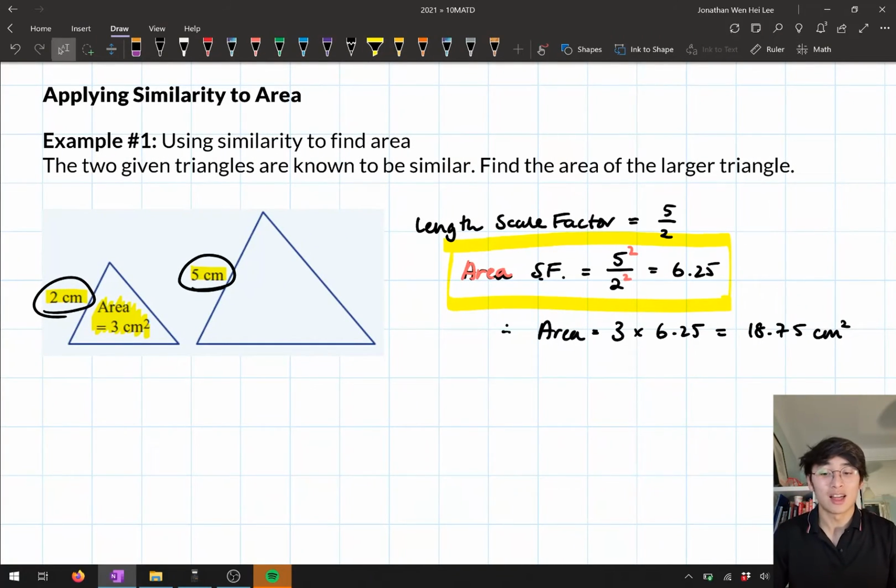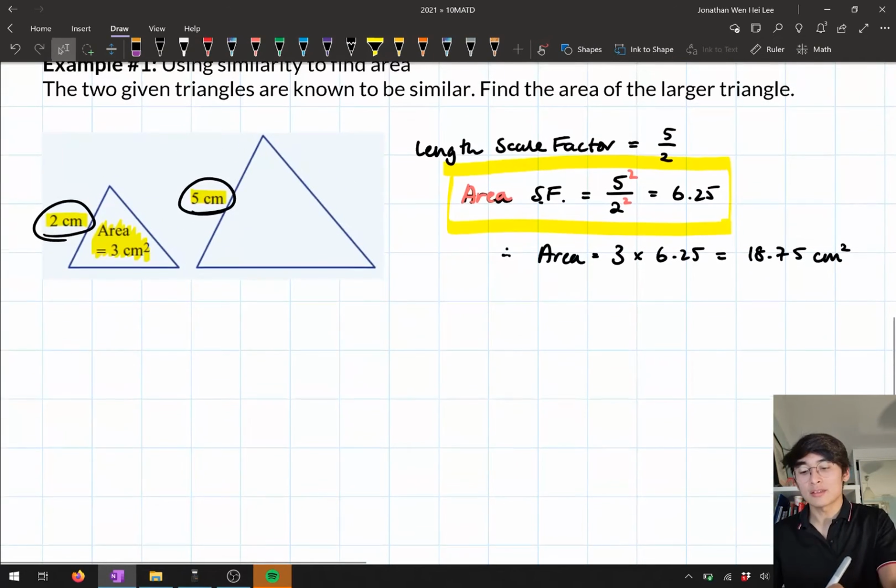And then just like we did in the last lesson, when we're applying this scale factor, all we need to do is just multiply or divide depending on what the question gave us. Here we have the smaller triangle and we want to get to the bigger triangle, and so we needed to multiply it by that scale factor. So 3 times 6.25, which gave me 18.75 centimeters squared. Okay, let's have a go at the next part.